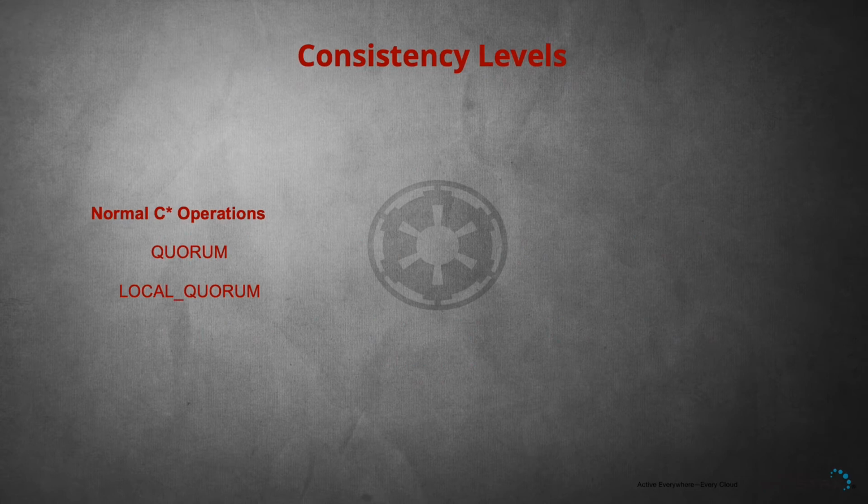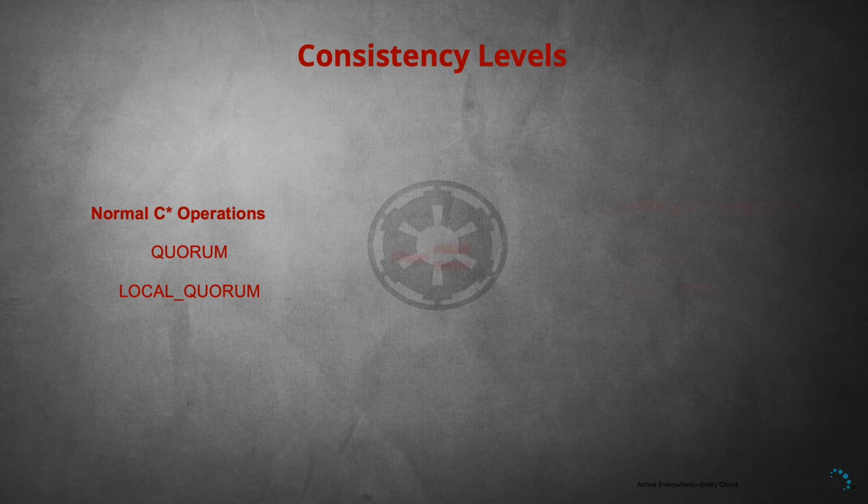So consistency levels. We're all familiar with quorum and local quorum, the 51% kind of rule within a data center or as a whole. Probably everyone here, or most everyone here, is using local quorum for what they're doing if they have a cluster. If not, I'd actually be very interested to hear why and what your use case is.